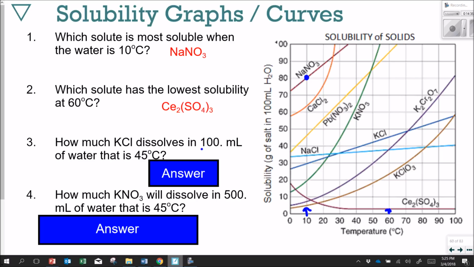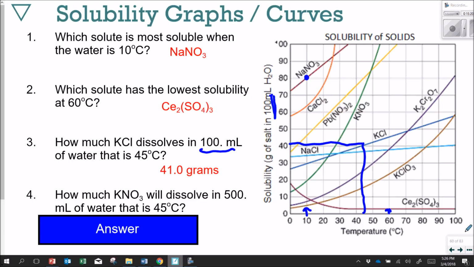So I check that my amount of water matches the amount that is given for the graph, and it does. So then I go to 45 degrees Celsius, and it is here, and I find how much potassium chloride will dissolve at that temperature. So I go to the potassium chloride curve, and I can see that it's about 41 grams.